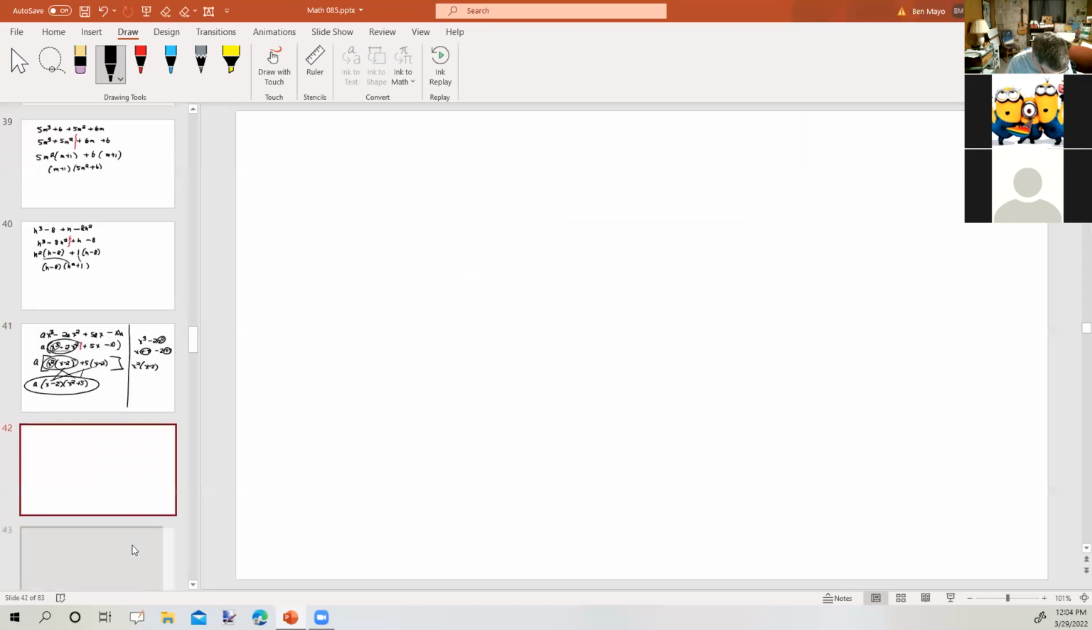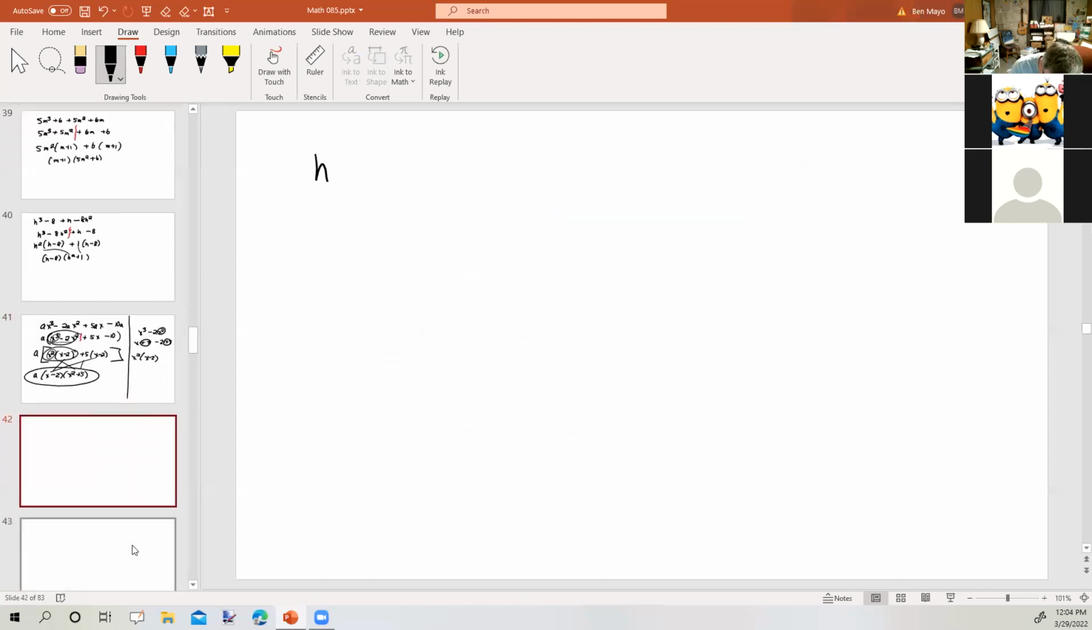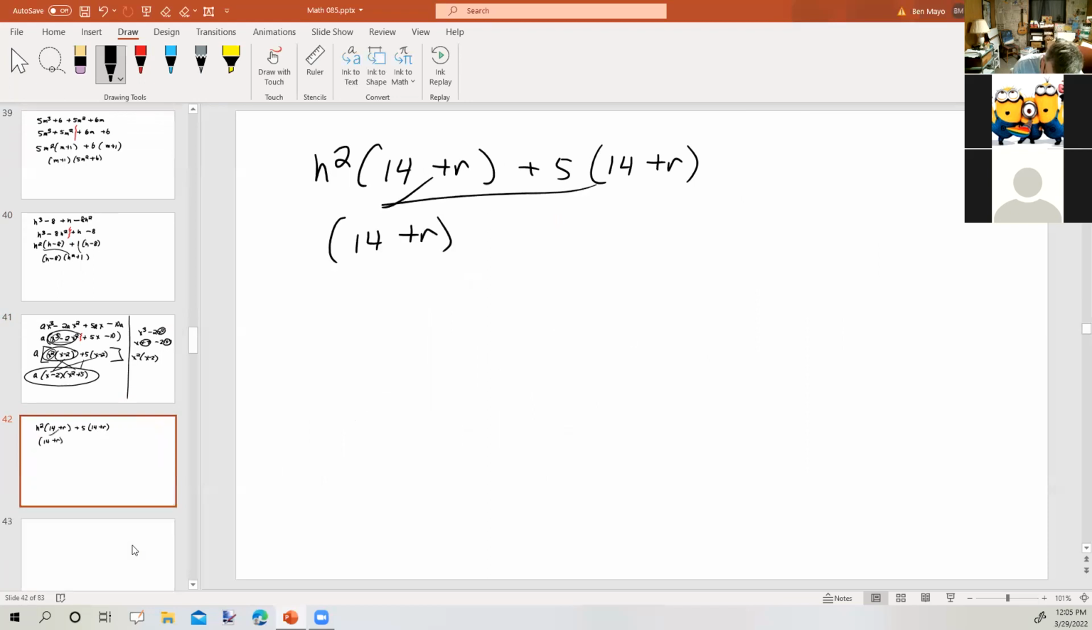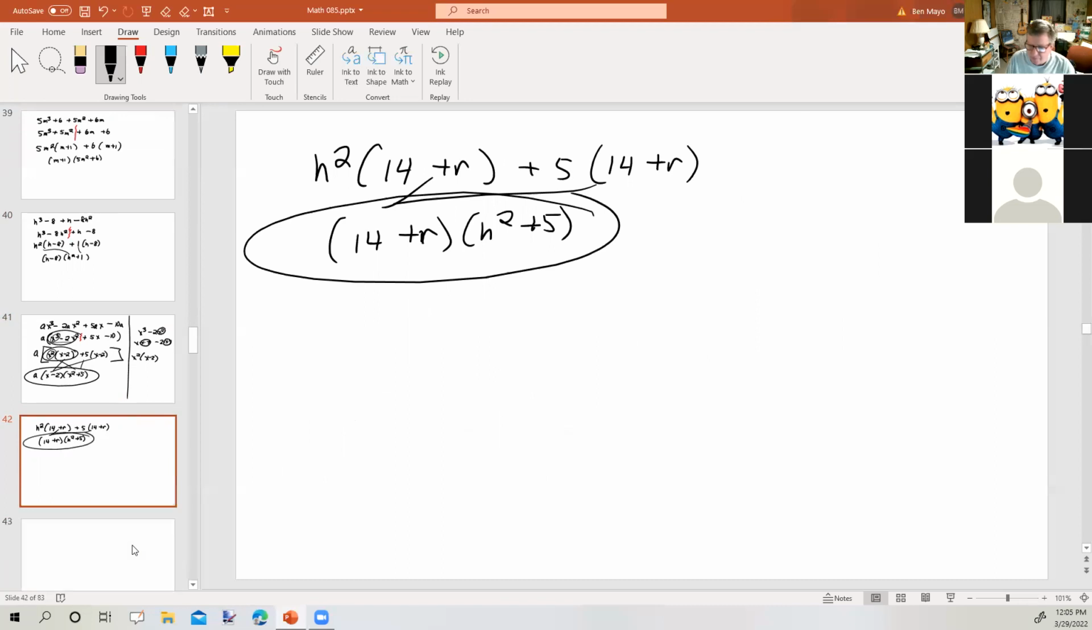How about this one? h squared times the quantity 14 plus r plus 5 times the quantity 14 plus r. And it just says factor. Well, it looks like this has already started the process of factoring by grouping. We've got 14 plus r taken out of both, and h squared plus 5 is what's left over. So there's our final answer.